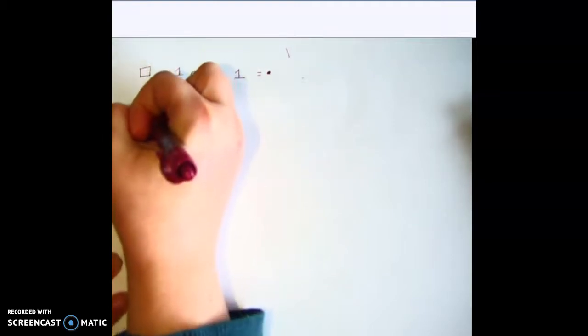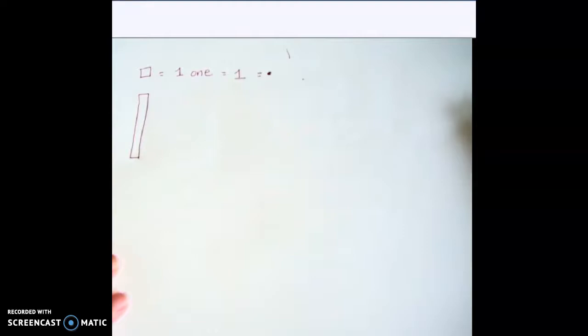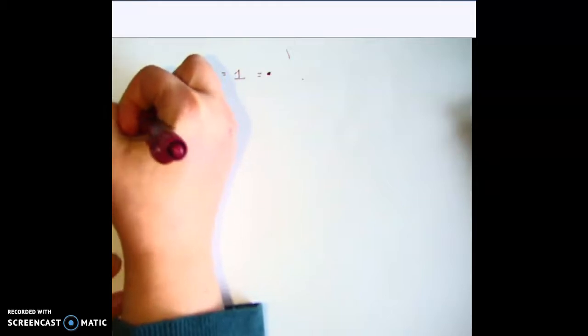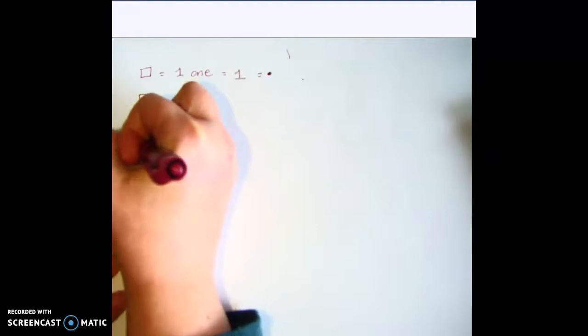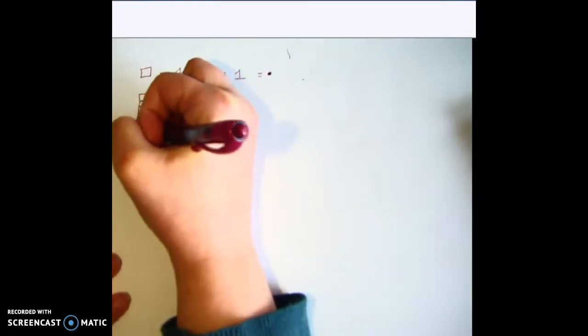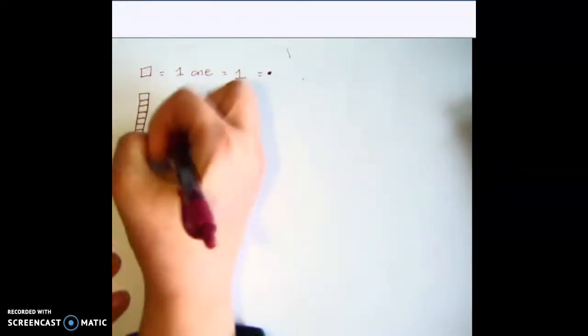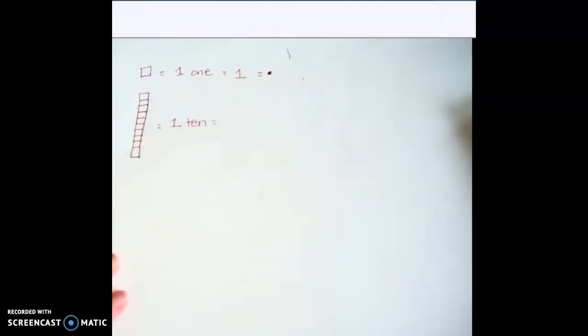And then we also have what is called a long. I sometimes call it a 10 bar. We often hear it called 1 long. And inside that long are 10 cubes. So you've got 1, 2, 3, 4, 5, 6, 7, 8, 9, and there's one more there that's 10. Let me count it to make sure: 1, 2, 3, 4, 5, 6, 7, 8, 9, 10. That's equal to 10, which is equal to the number 10.